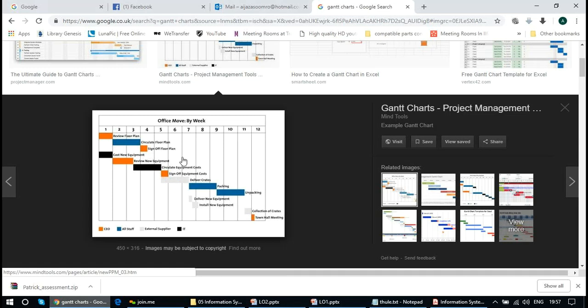From the seventh week, delivery, for example, is only done after the seventh week. Like delivering new equipment is only possible at the eighth week, and nothing else is there, but it needs to be carried out by this, and that's basically the Gantt chart.